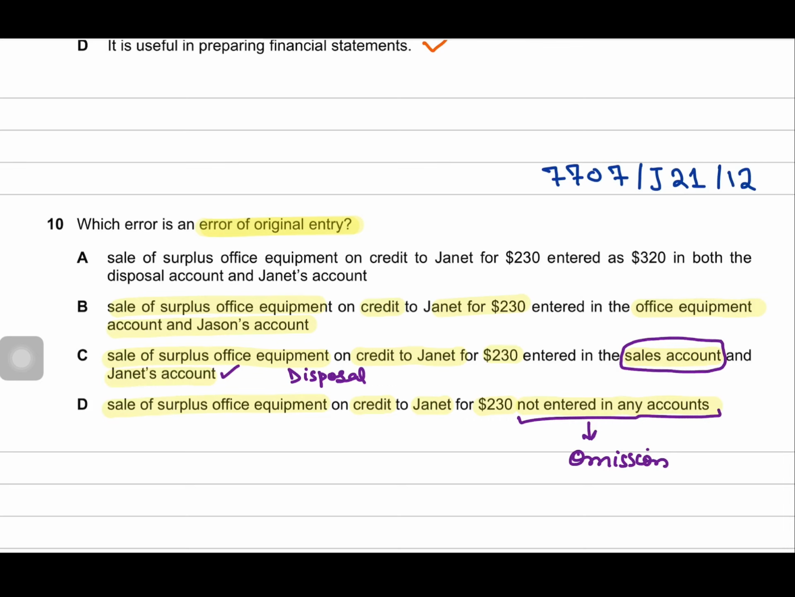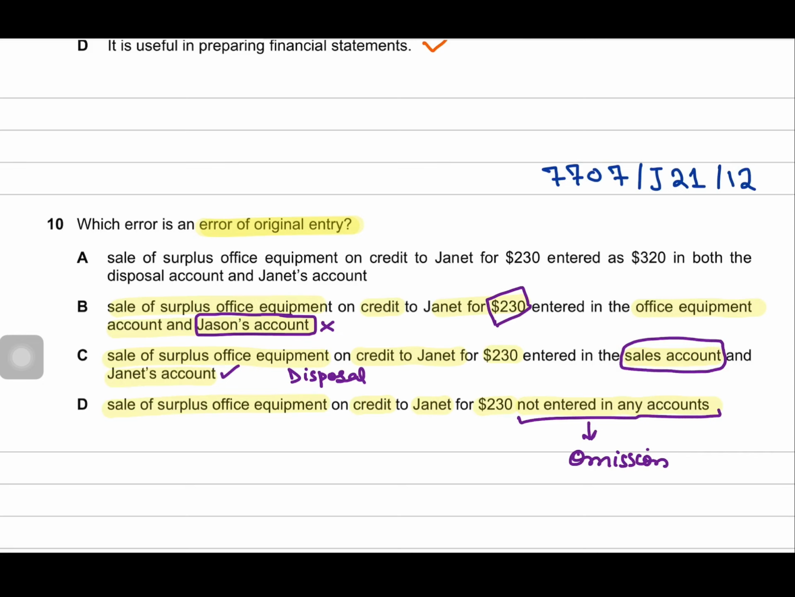Okay, so first of all, Jason's account. Why is Jason's account involved over here? That is wrong. So if Jason is another receivable for the business, this can be called an error of commission, because they both will belong to the same class of account, right? And this is not an error of original entry, right? However, the disposal proceeds, or what will be received in future, that is $230.